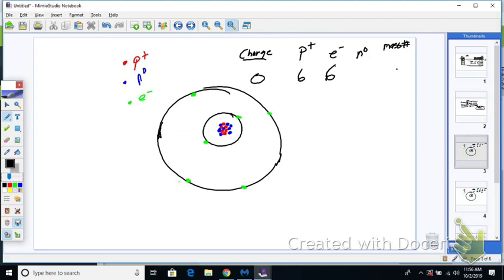Now, if I want to know the neutrons, then I can count them. I've got 1, 2, 3, 4, 5, 6, 7, 8. So I have 8 neutrons. What's the mass number then? 14. What element is it? When you look on the periodic table, what element is it? So have your periodic table out.